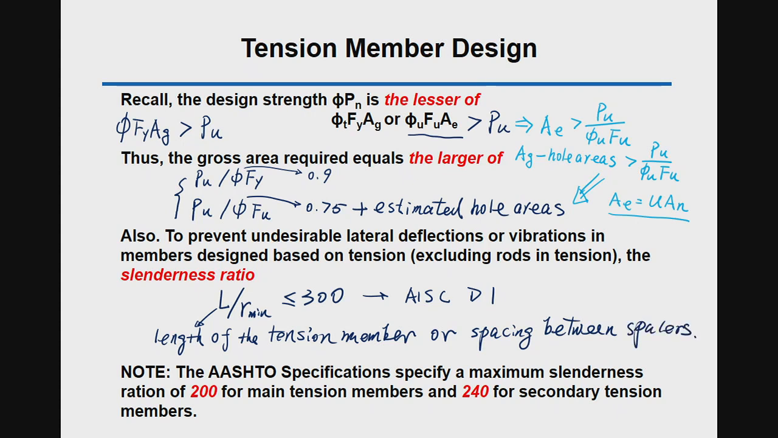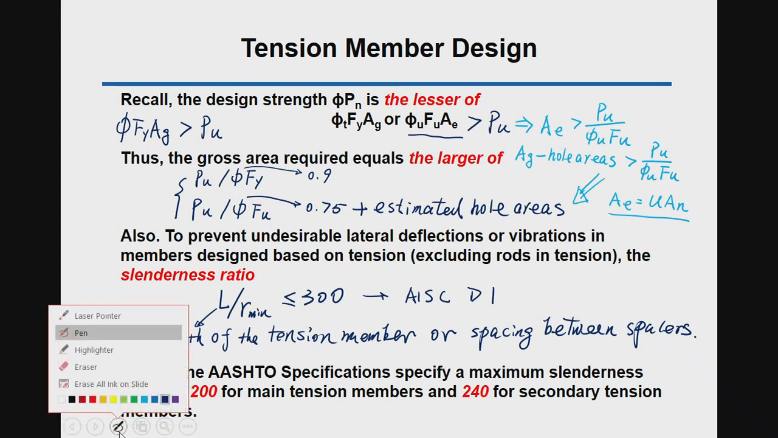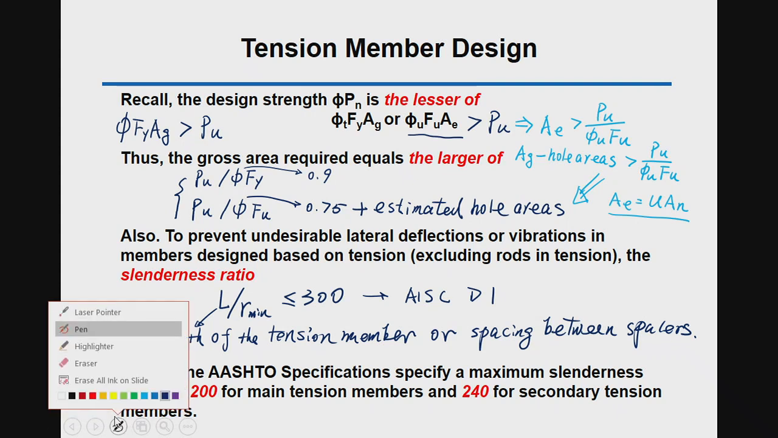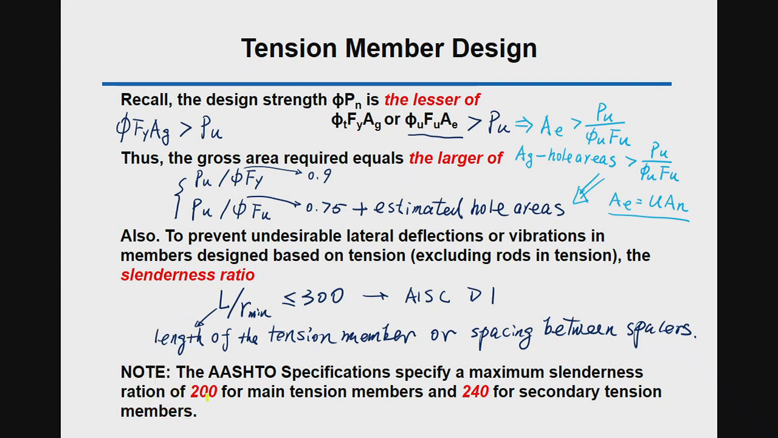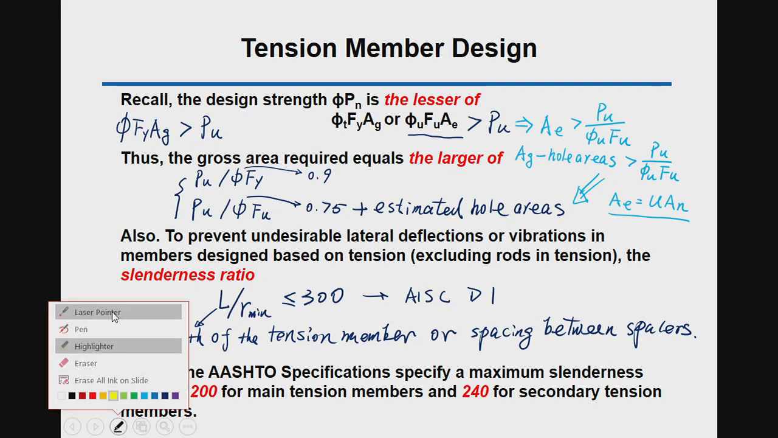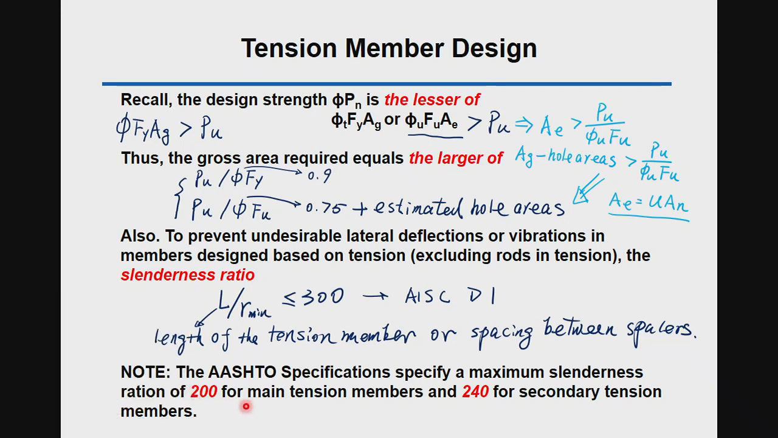Okay, and note that different codes give different suggestions. Like AASHTO specifies a maximum slenderness ratio of 200 for the main tension members and 240 for secondary tension members. Okay.